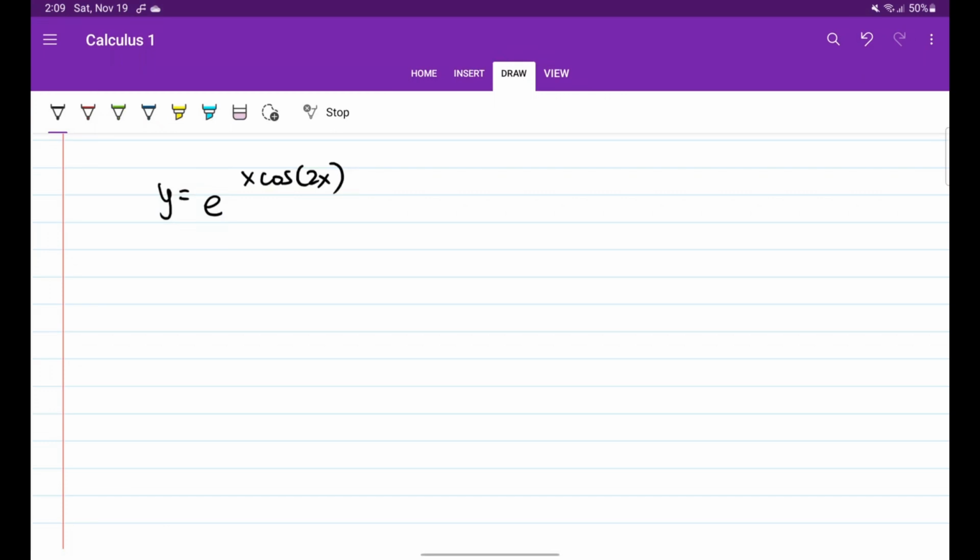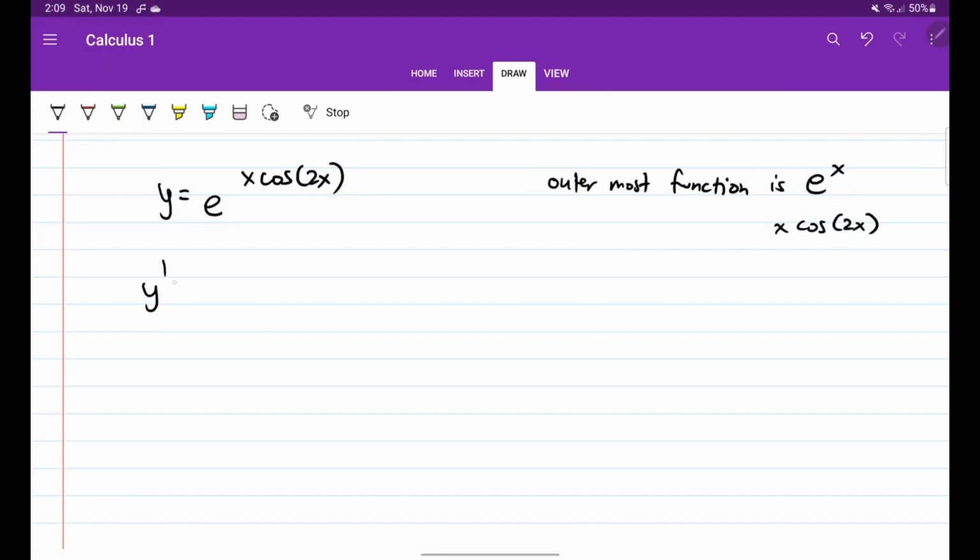So yung outer function natin, outermost function is e to the x. Tama? And then yung susunod natin is x cosine 2x. Okay? So let's apply the chain rule, no?